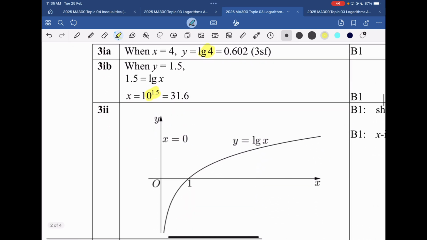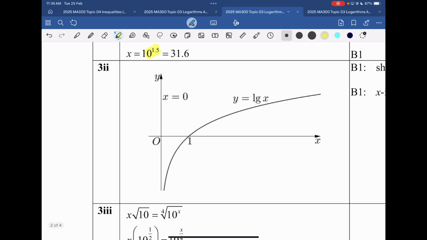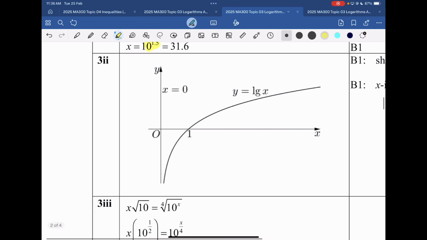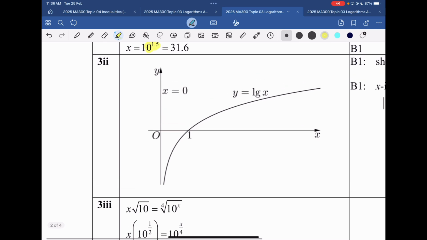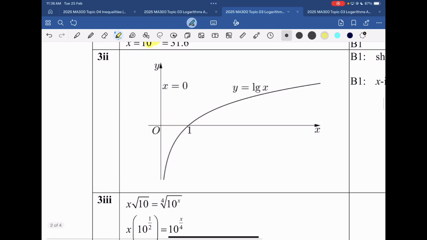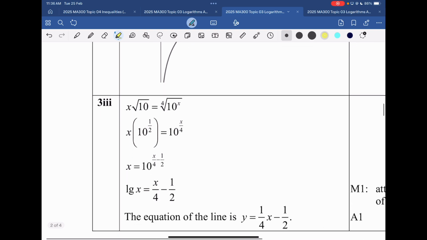Okay, question 3 part 2. Okay, then yes. Question 3 part 3, is it okay? What are you doing? Google. Okay, 3 part 3.